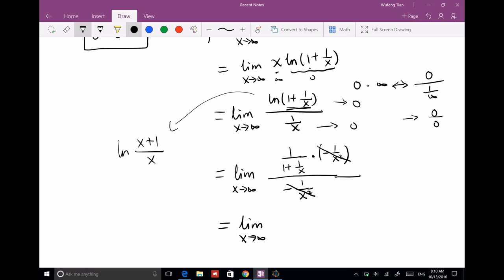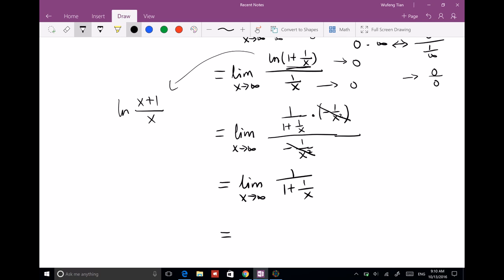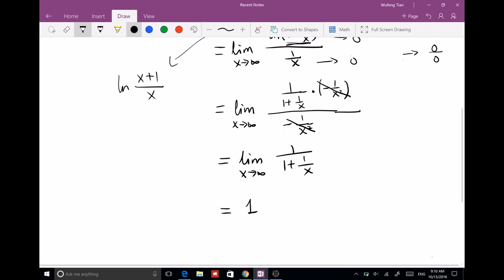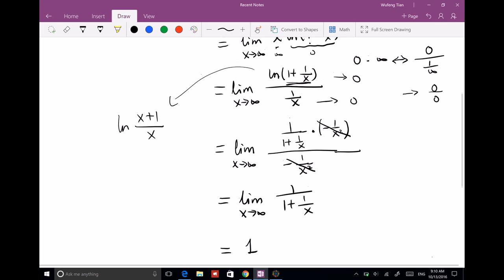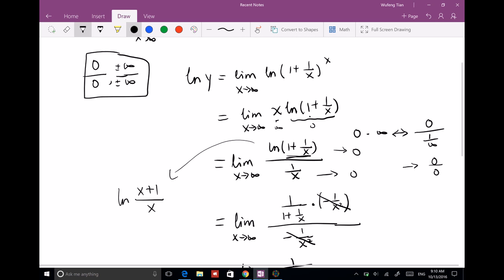Then we cancel this one. Now my function is 1 over x. So now, can anyone tell me what's the answer of this when x goes to infinity? I think it's going to be 1. Perfect. Thank you very much. Very good. Alright, so now I got the whole limit is 1.